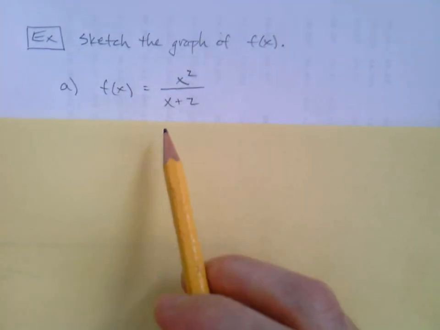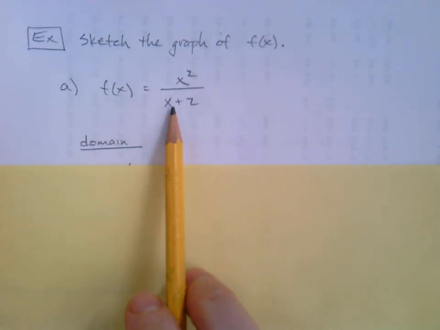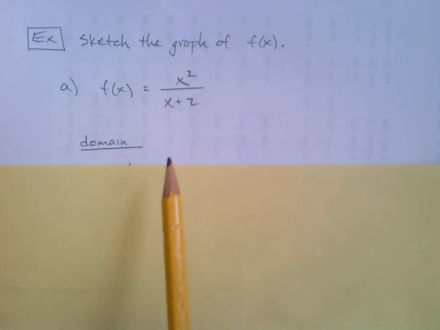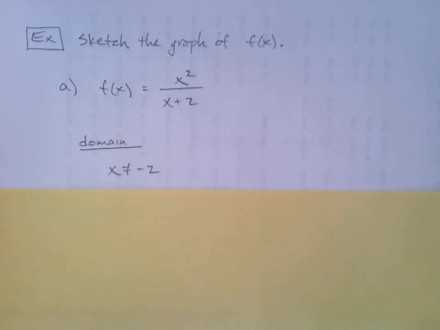Okay, so let's take a look at f of x equals x squared over x plus 2. If you've got that list of things that we're going to work through, the first one is to determine the domain. So for the domain, I'm really looking for things that x cannot equal. So x cannot equal negative 2, because I would divide by 0. So for the domain, I'm simply going to say x cannot equal negative 2. X is allowed to be anything else. And that's all I'm going to say for the domain.